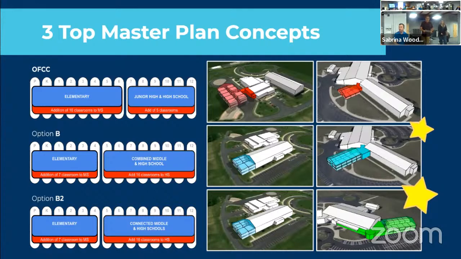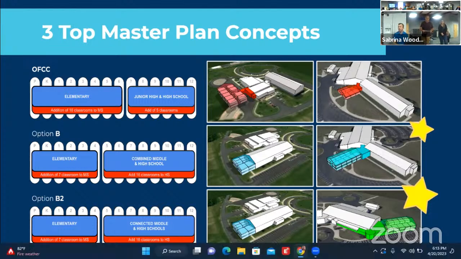So as you can see, we were able to narrow down the options to three. Again, this included the option from the OFCC, which is the Ohio Facilities Construction Commission, as well as two options that were presented from the team.